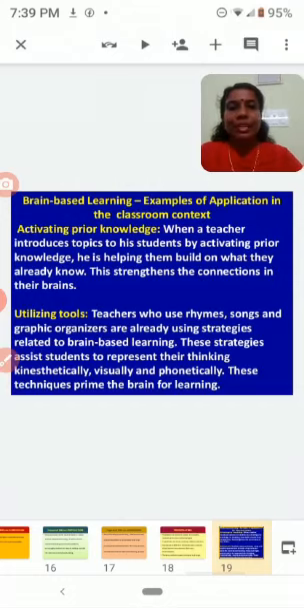Next is utilizing tools. Teachers who use rhymes, songs and graphic organizers are already using strategies related to brain-based learning. These strategies assist students to represent their thinking kinesthetically, visually and phonetically. These techniques prime the brain for learning.